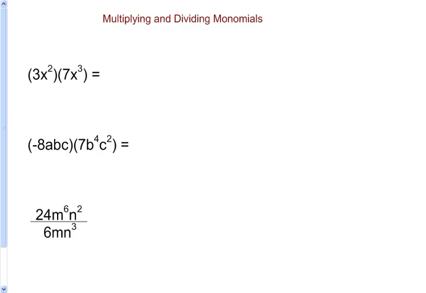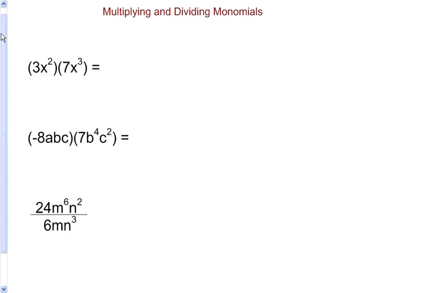What about multiplying and dividing monomials? So if we have two terms and we're just multiplying or dividing them, what do we have to do? Now we have to remember our rules for exponents. It's fairly straightforward here. If we have 3x squared times 7x cubed, the first thing we do is multiply 3 and 7, giving us 21. And then we multiply x squared and x cubed. Remember, if we are multiplying and the base is the same, we add the exponents, and we get x to the 5th.